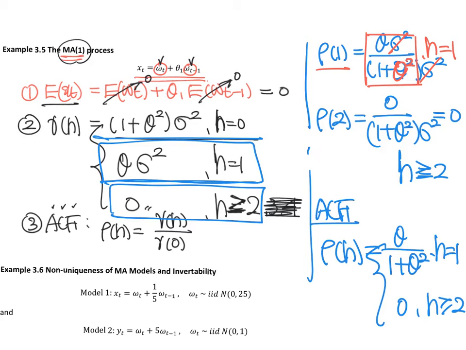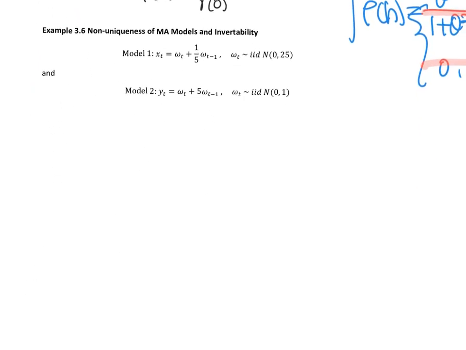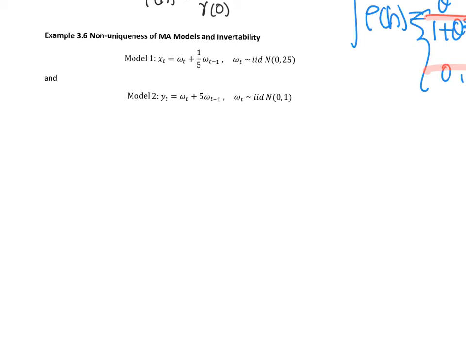Yeah, so it is the ACF for the MA1 process, MA1 model. So please remember what the ACF for MA1 was, and it is another example. It will be the last example today for MA.